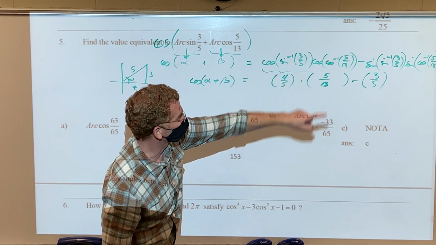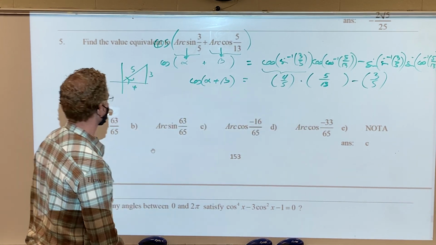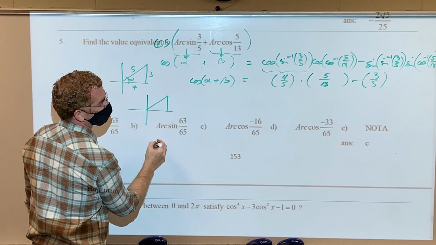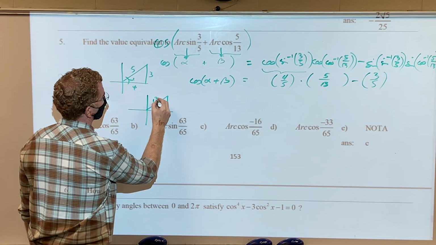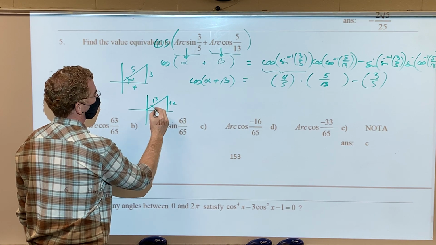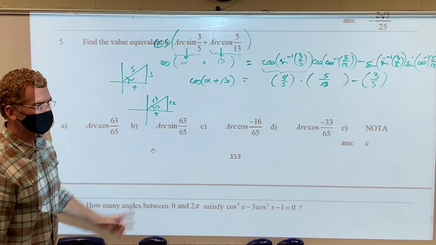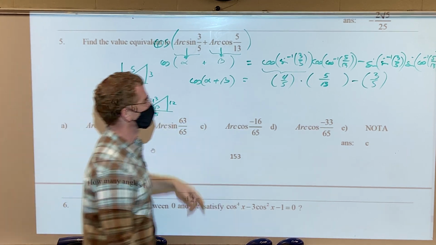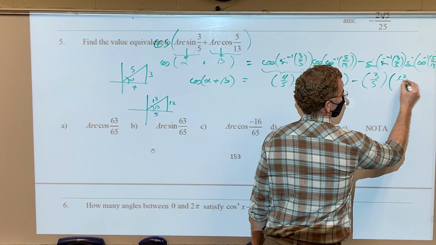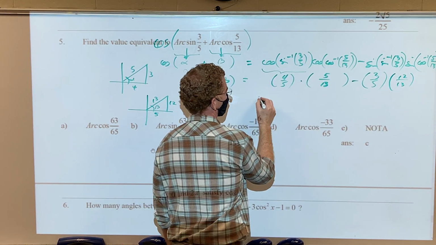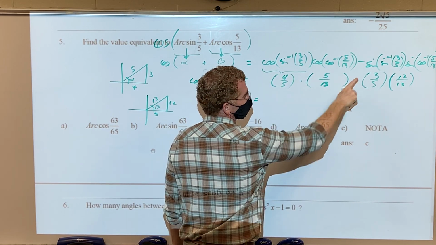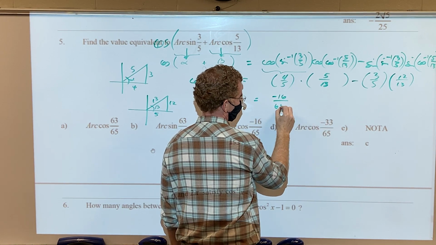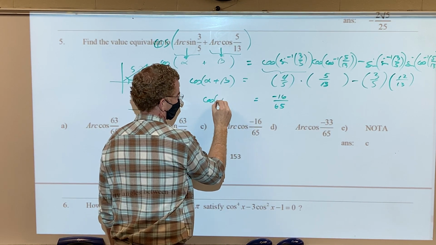And then for the last one, what am I going to have to do for the beta? Well, I got to draw another picture, but it is positive, so I can label it 5/13. Thankfully, that's another triple, right? 5, 12, 13. And what's the sine of that? 12/13. Now, you get down to here and you go, all right, 20 minus 36 over 65, negative 16 over 65 is that.